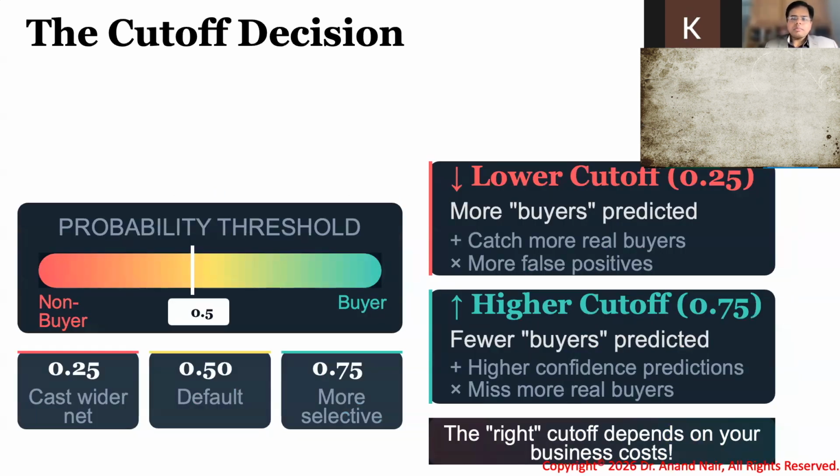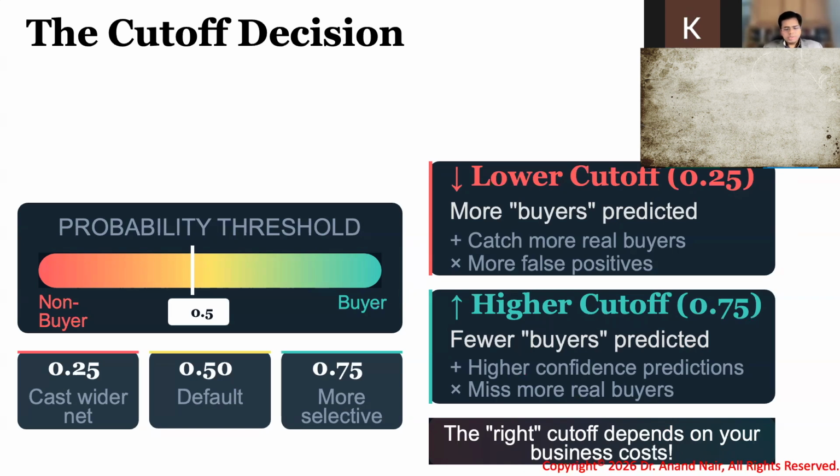So here's where it gets interesting. We look at the cutoff decisions. Many times we have to decide, in many classification models, we don't just say it's a buyer or non-buyer, right? We give them a certain probability, that this person is 75% likely to buy. So the cutoff that we will be using in our models will determine how we translate that probability into some prediction.